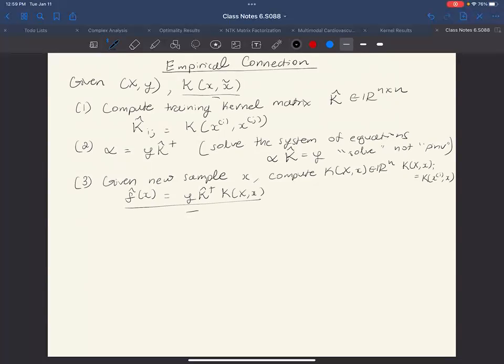Compute the training kernel matrix, compute this alpha, and then predict. You compute maybe some extra vectors with this k of x and x, and you just predict. So this is the best part. After all of that math, it's just kind of a 3-line implementation. Very little can go wrong.